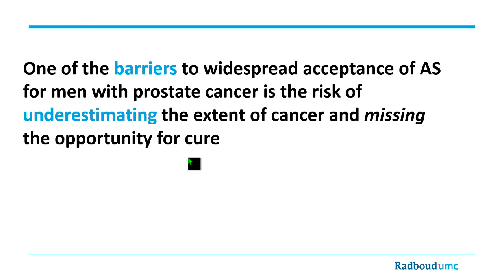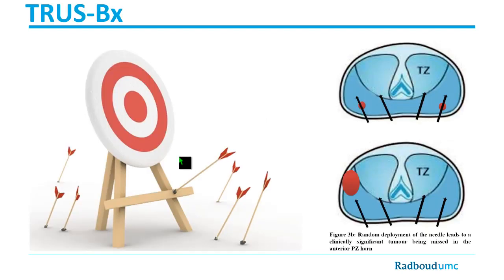However, as mentioned also by the previous speaker, one of the barriers to widespread acceptance of active surveillance for men with prostate cancer is the risk of underestimating the extent of cancer and missing the opportunity for cure. So we have to find those significant cancers and rule out those insignificant ones. And that's also difficult because the active surveillance group is based on a 12-core biopsy, and based on that, treatment decisions are being made.